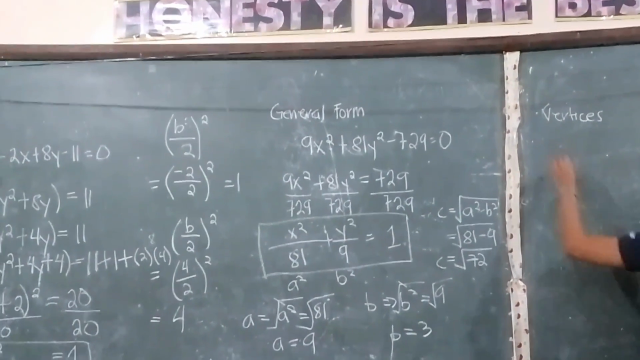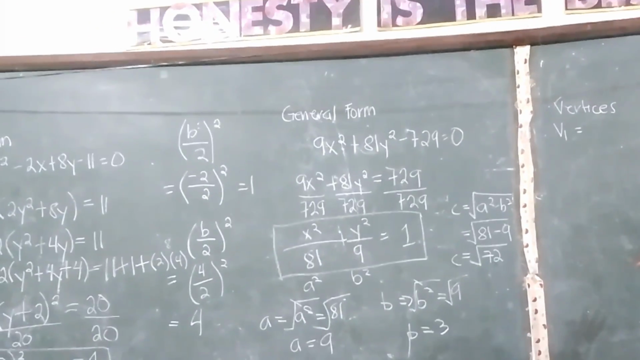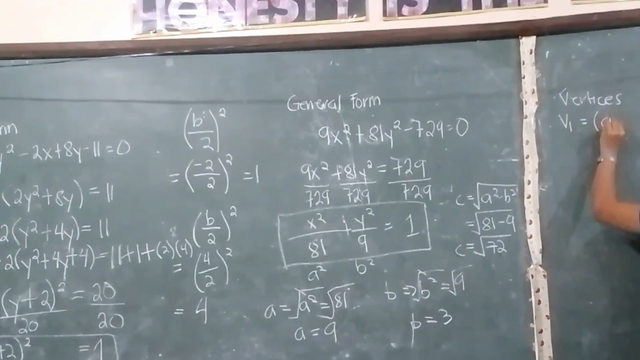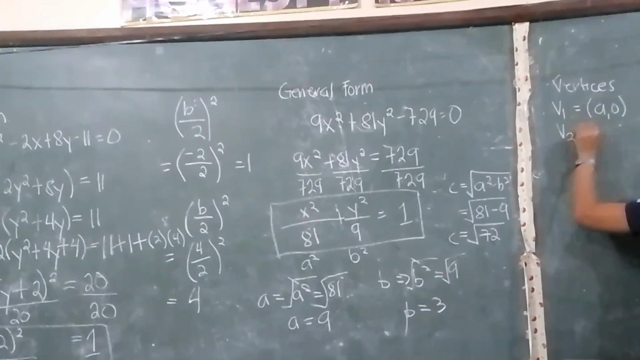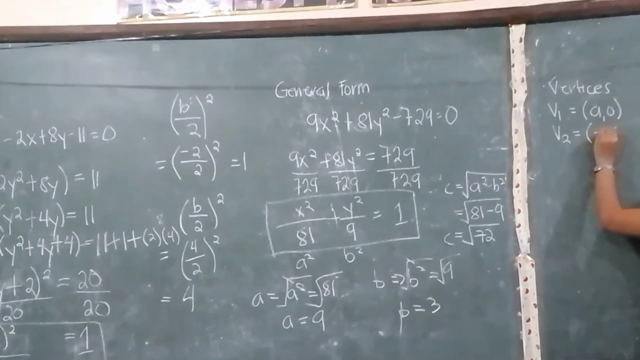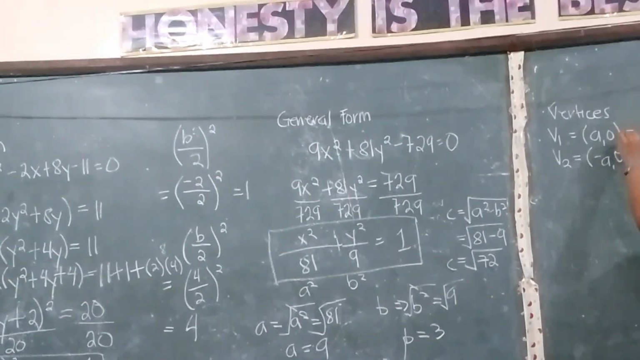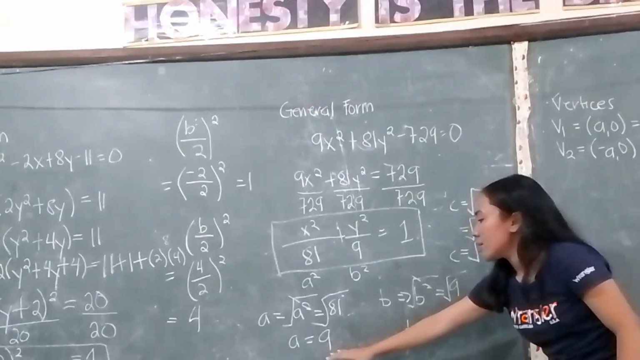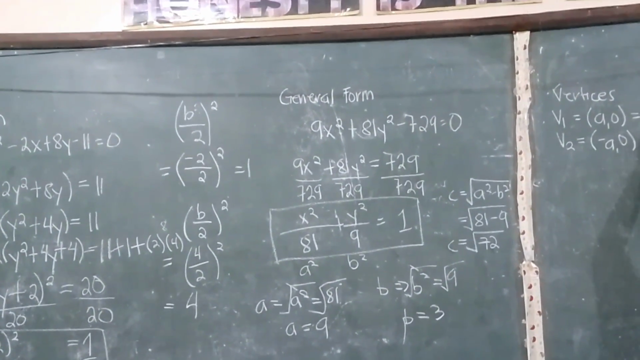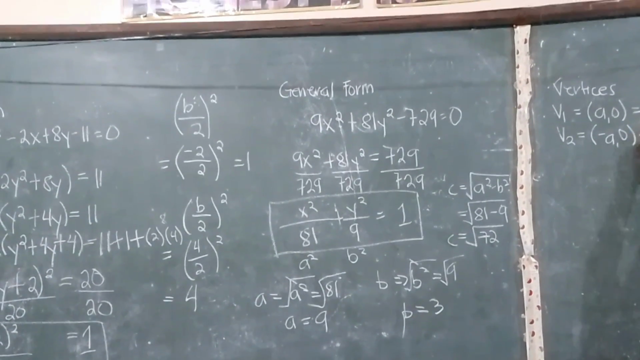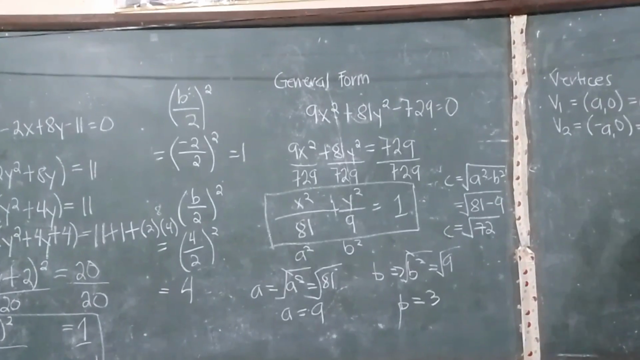So V sub 1 is equal to A and 0. For our V sub 2, we have negative A and 0. So our A in this is equal to 9. So we have 9 and 0. And for V sub 2, we have negative 9 and 0.